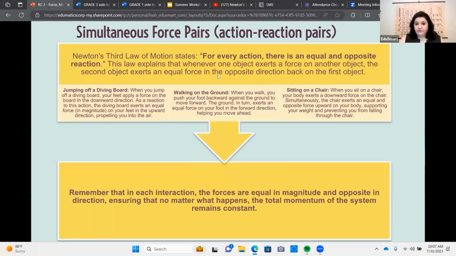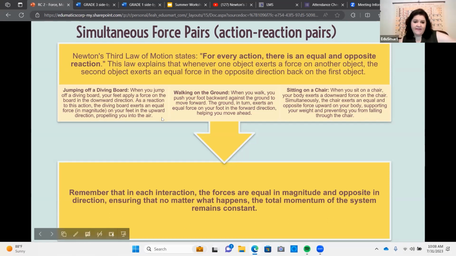In Newton's third law, this is where for every action there's an equal and opposite reaction. This explains that when one object exerts a force on another object, the second object exerts an equal force in the opposite direction back on the first object. And here are 3 examples for you. The key to each example is that in these interactions, the forces are equal in magnitude and opposite in direction. So one is going one way, one is going the other, but they are the same magnitude. That is a simultaneous force pair. So that was that key terminology that has changed: understanding a simultaneous force pair.